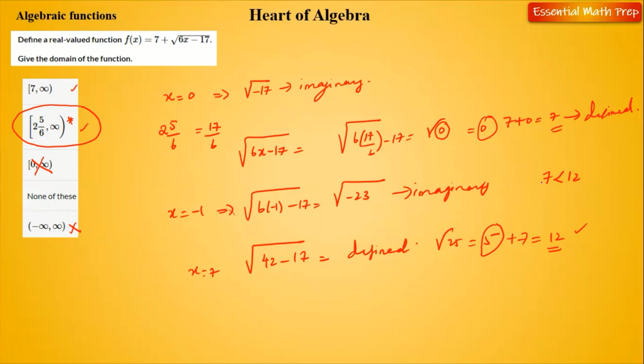Between 7 and 12, 7 is smaller, which means if the lower end of the spectrum is 2 5 over 6, then that's where you end up getting the lowest value for this expression. So that is the correct answer.